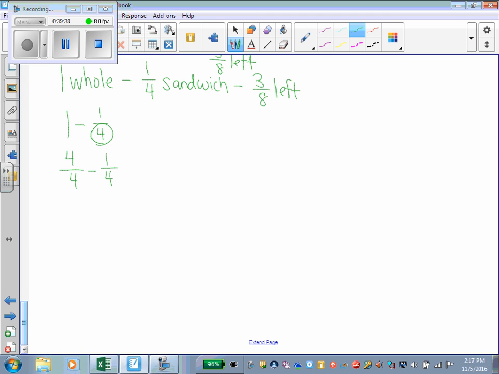So 4/4 minus 1/4 is 3/4. So he has 3/4 of his money left after he bought his sandwich. And then he spends some on a gift, and he spends some on some comic books, and then he has 3/8 left. So we'll go ahead and take away the 3/8 that he has left.